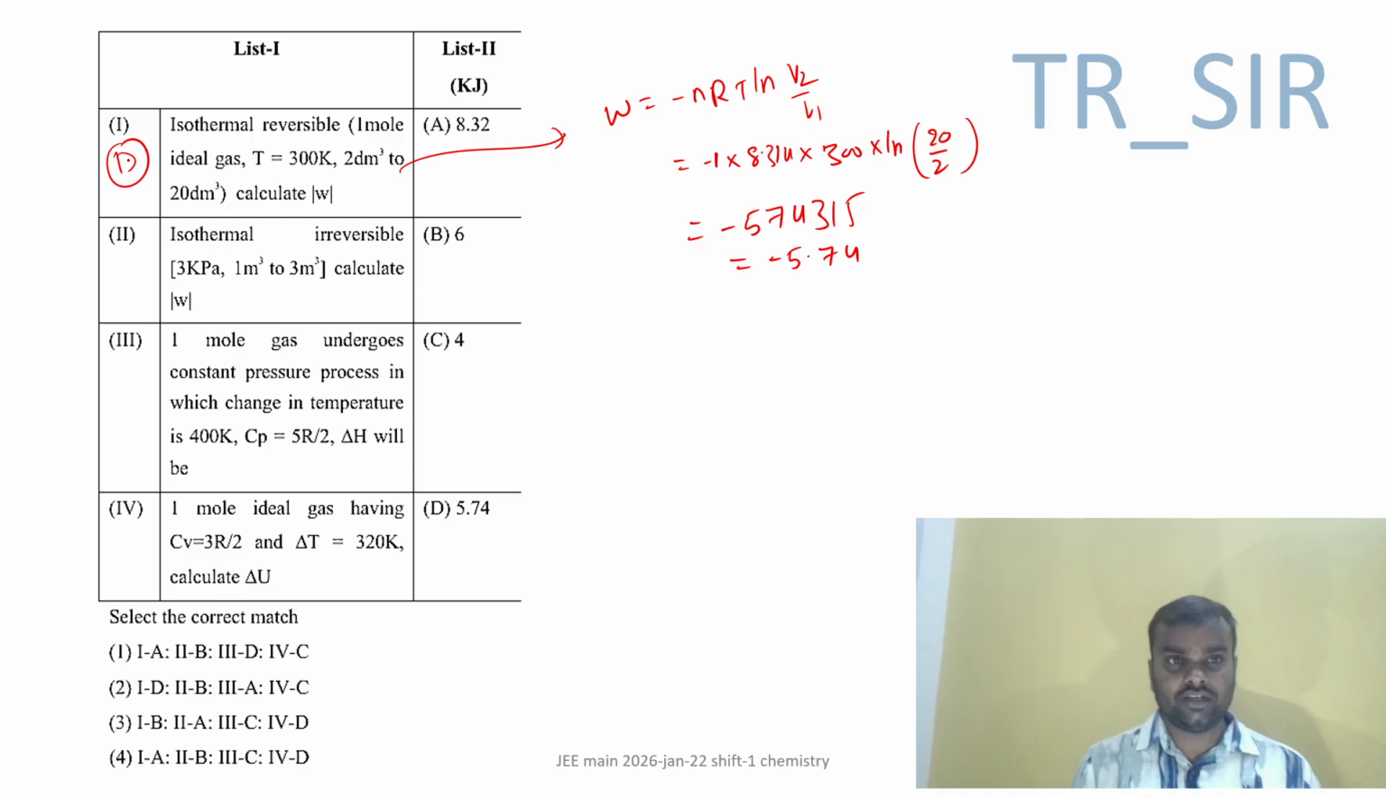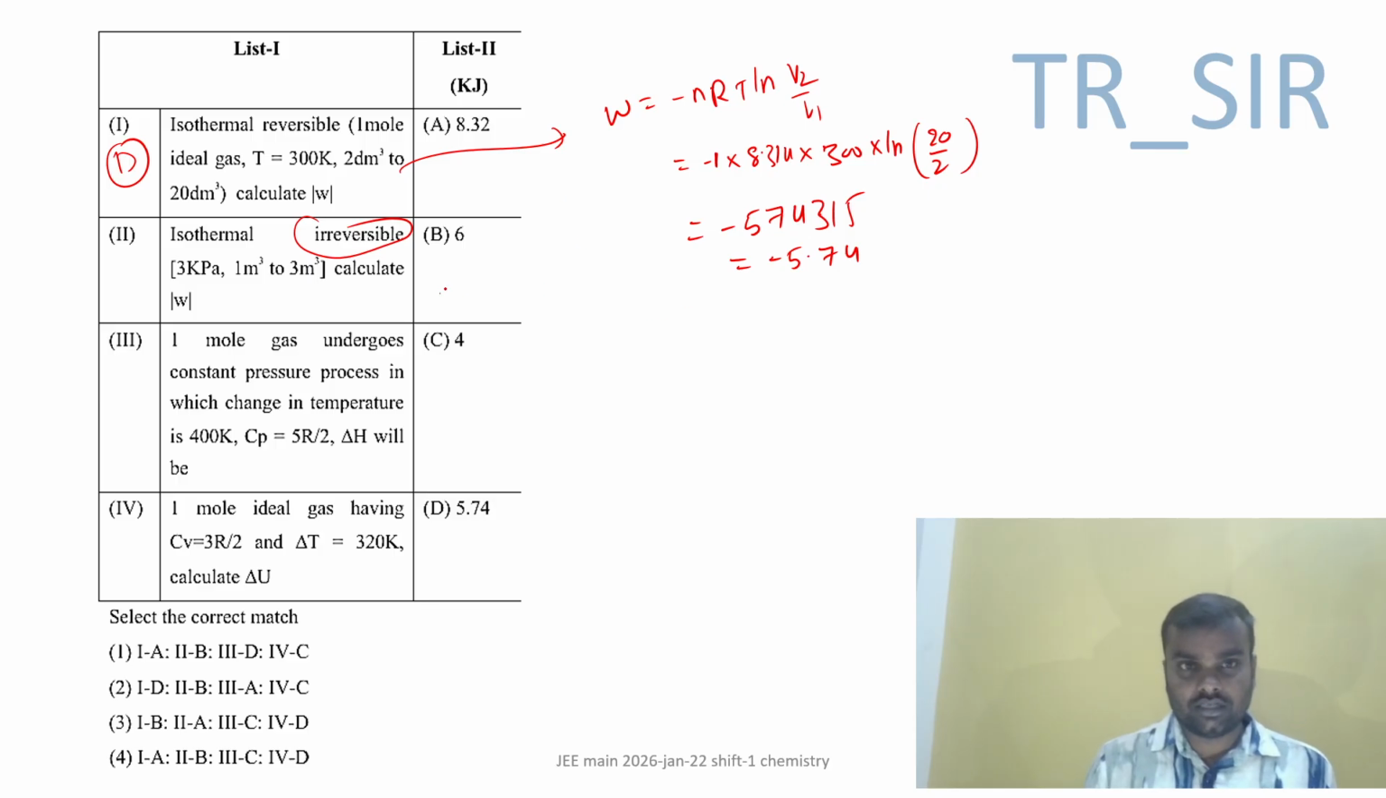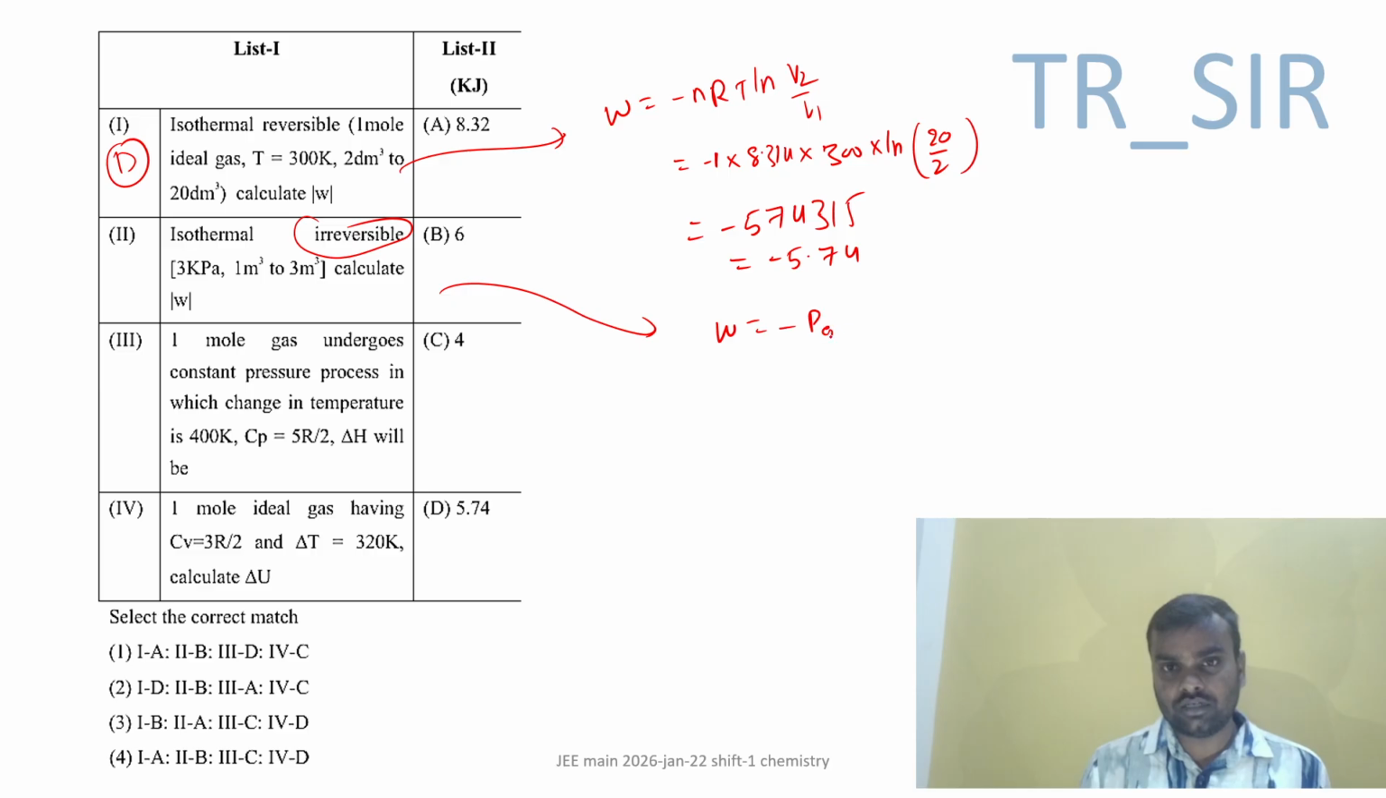Now the same thing if I do for the isothermal irreversible case, what will happen? In the irreversible case, W is equal to minus P into del V, external pressure into del V. Pressure, how much did they give? 3 kilopascal.